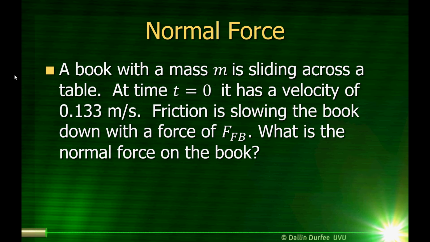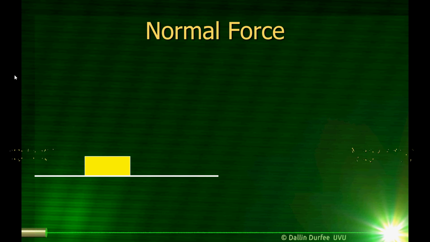Okay, let's modify the problem once again. A book with a mass m is sliding across the table. At time t equals 0, it has a velocity of 0.133 meters per second. Friction is slowing the book down with a force of F friction on the book. What is the normal force on the book? Well, let's do our free body diagram. We've got the normal force going up, we've got gravity going down, and we have friction slowing the book down.